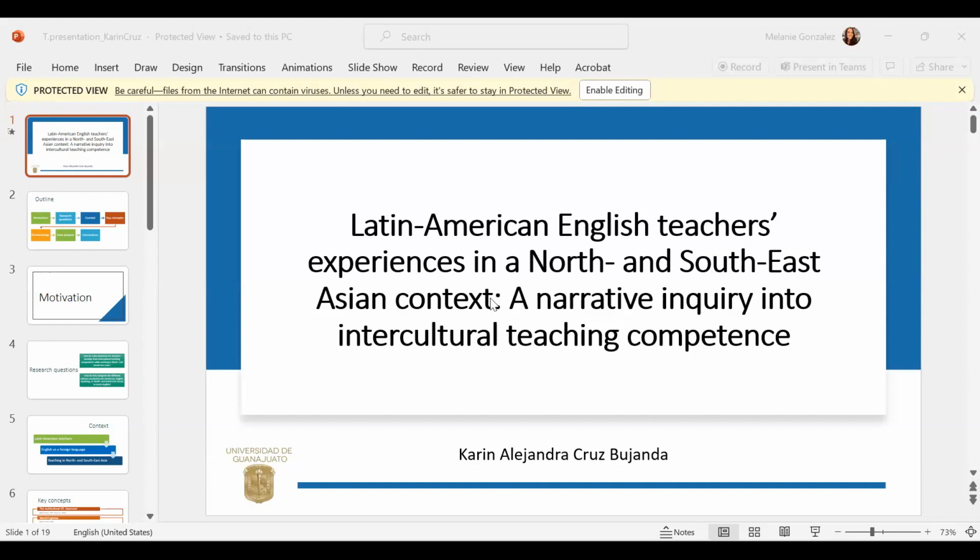So in order to be able to actually help students with their intercultural competence, teachers may have developed theirs as well. So this will be it.